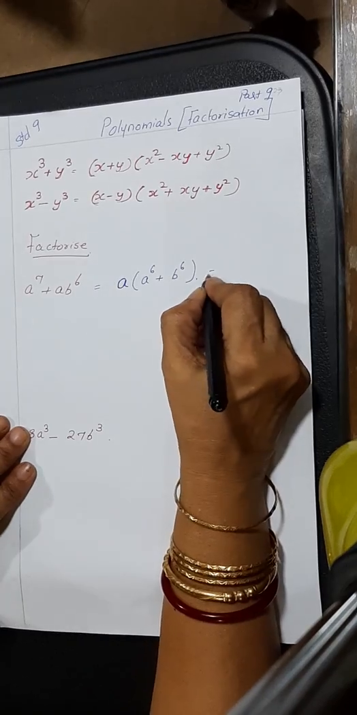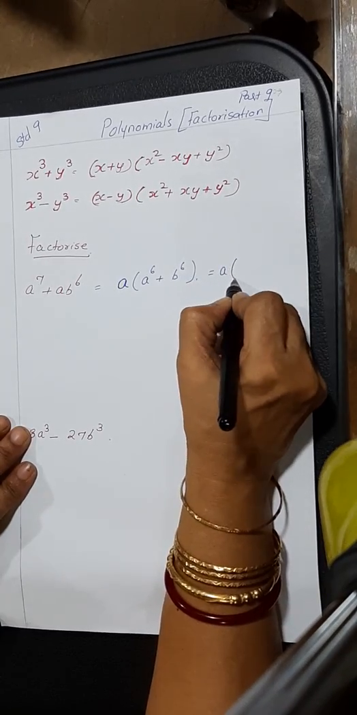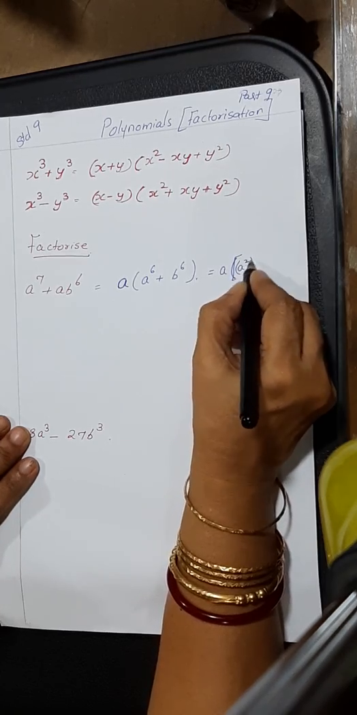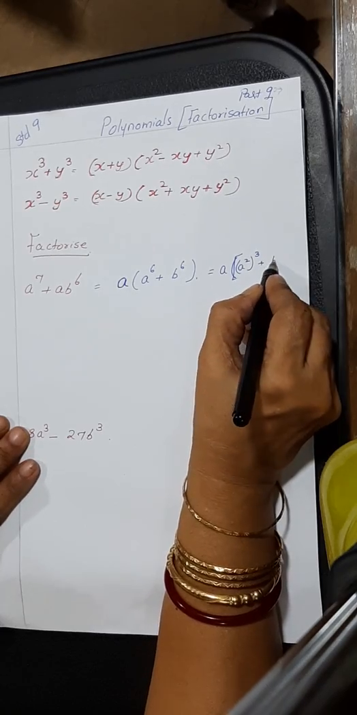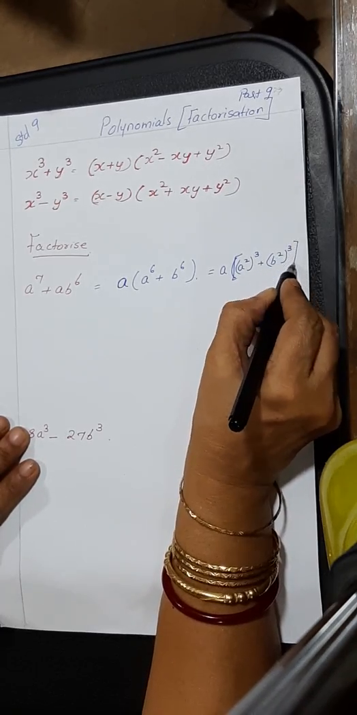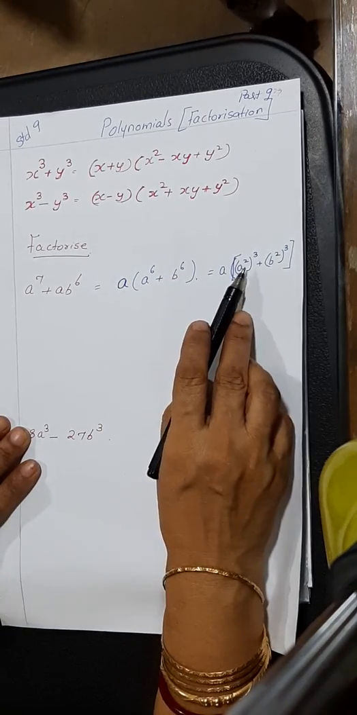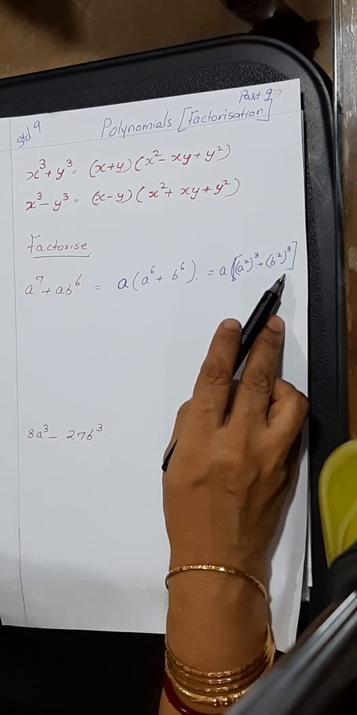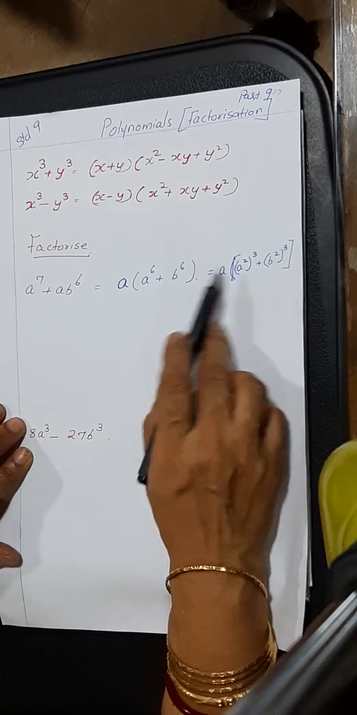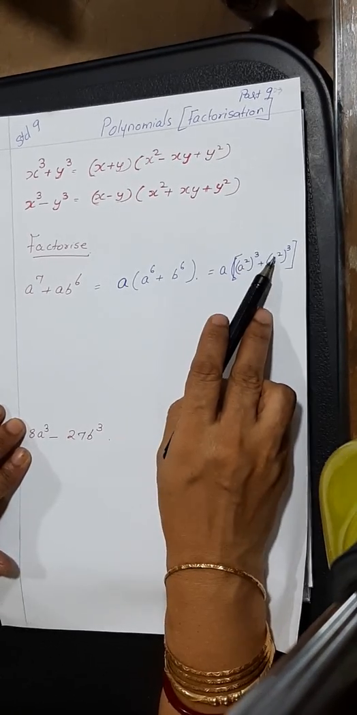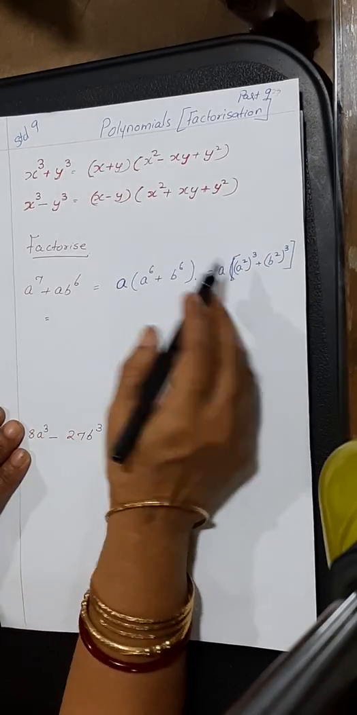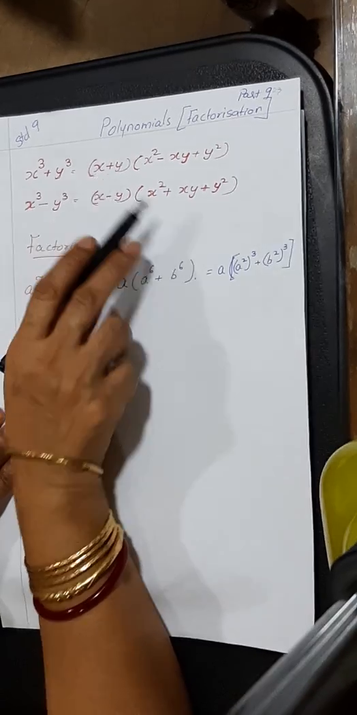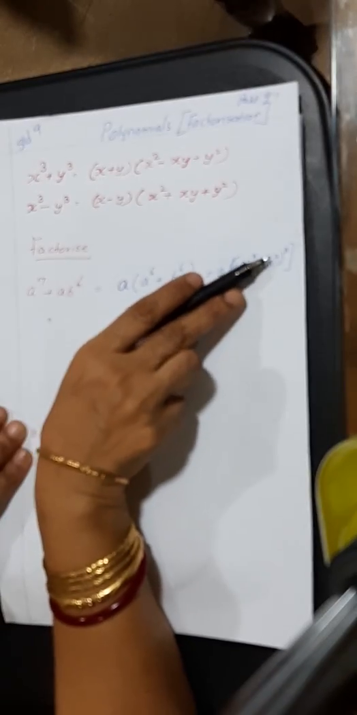Now we can write this as A into, now this can be written as A squared the whole cube plus B squared the whole cube. We can also write it as A cube the whole squared plus B cube the whole squared, but we cannot factorize that further. We do not have any identity for A squared plus B squared factorizing. So we have to use A squared the whole cube plus B squared the whole cube. Now this is of the format this. Now we simply substitute the values here. In the place of x it will be A squared, in the place of y it will be B squared.